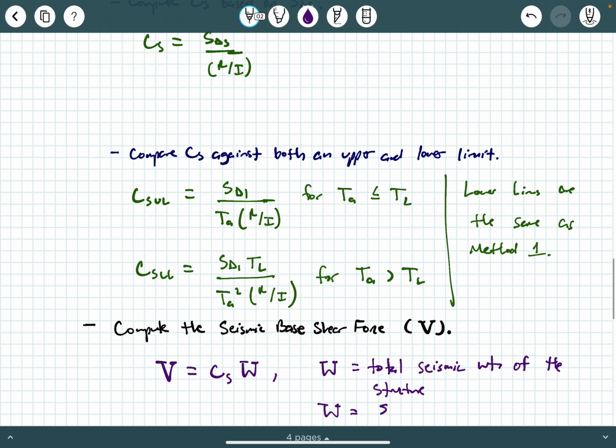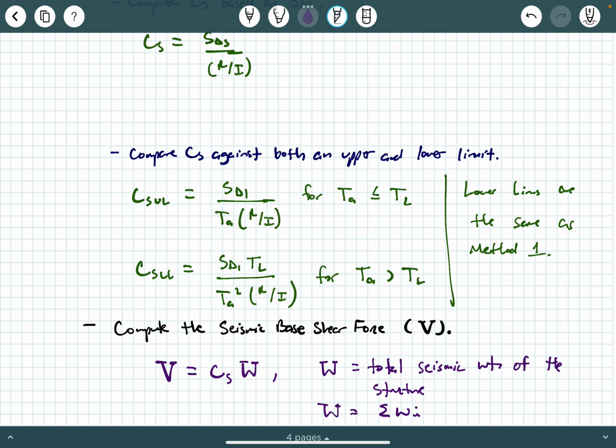W is equal to the sum of all of those little story weights that we talked about in some other videos, okay? So each level has a seismic weight, okay? W1, W2, W17, however many levels you have. You add all those together, and that's your total seismic weight of the entire structure, okay? Now, one more time, I know I'm kind of jumping around a little bit, but you've got to get used to that. The ASCE 7 jumps around all over the place.